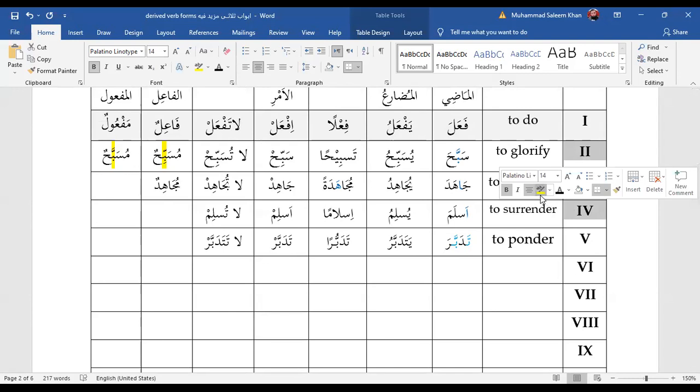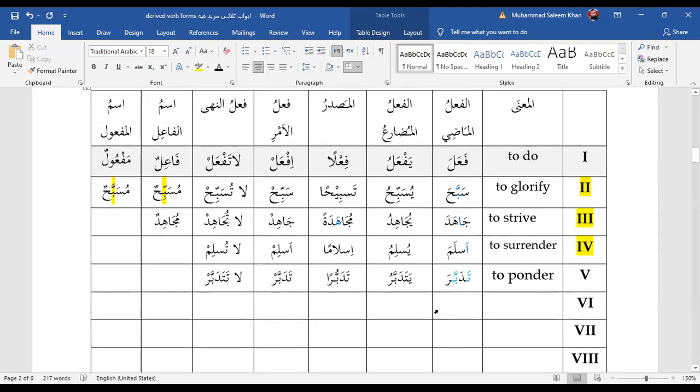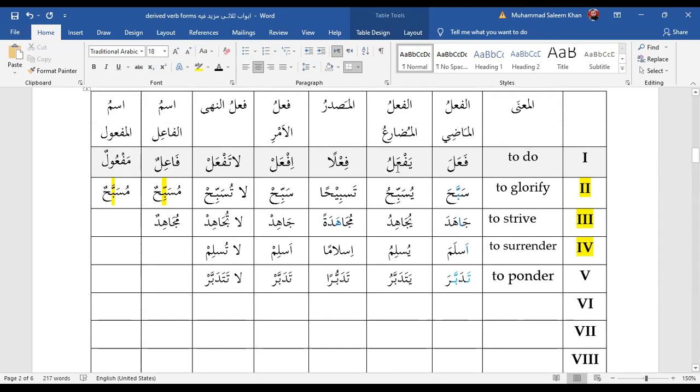So if you remember, I told you that these forms, 2, 3, and 4, are some special forms, right? And what is special about them? The mudari starts with dhamma, right? So it becomes sabbaha yusabbihu, jahada yujahidu, aslama yuslimu, whereas the regular mudari, as we know, starts with fatha, as we can see here, fa'ala yaf'alu, and in number 5, tadabbara yatadabbaru, so the fatha comes back, whereas in 2, 3, and 4, the mudari comes with dhamma, you.